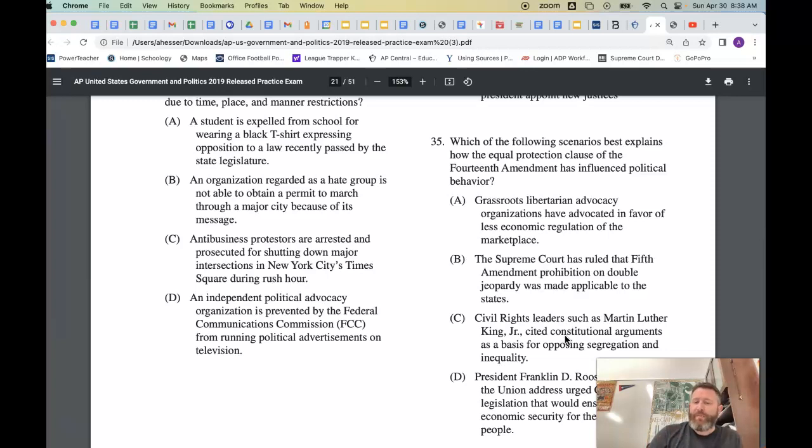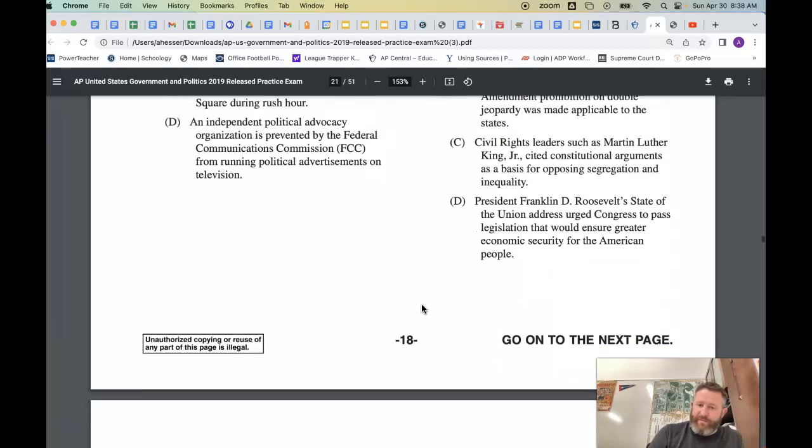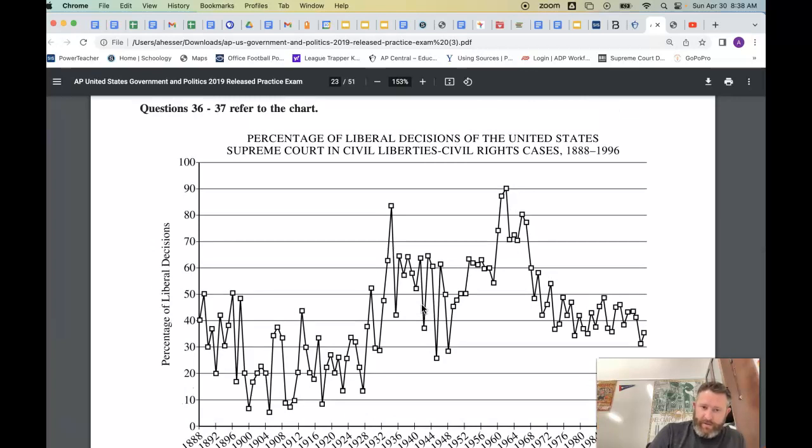Remember, equal protection, you think civil rights. Oh, look, one of these answers is about civil rights. Okay, go with it. Due process, you think civil liberties. Equal protection, you think civil rights. Due process, you think civil liberties.